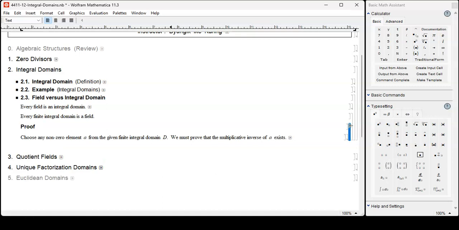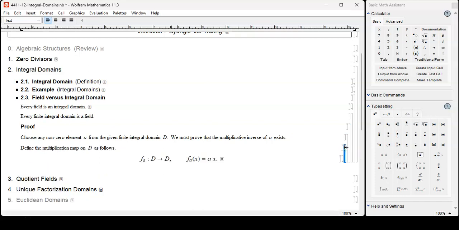Choose any non-zero element A from the given finite integral domain D. And then we must prove that the multiplicative inverse of A exists. Okay? We have to prove that D is a field, so any non-zero element is a unit. So how do you prove that? We devise an ingenious map like this. A certain map, f, from D to D, defined like this. F of x is A times x.